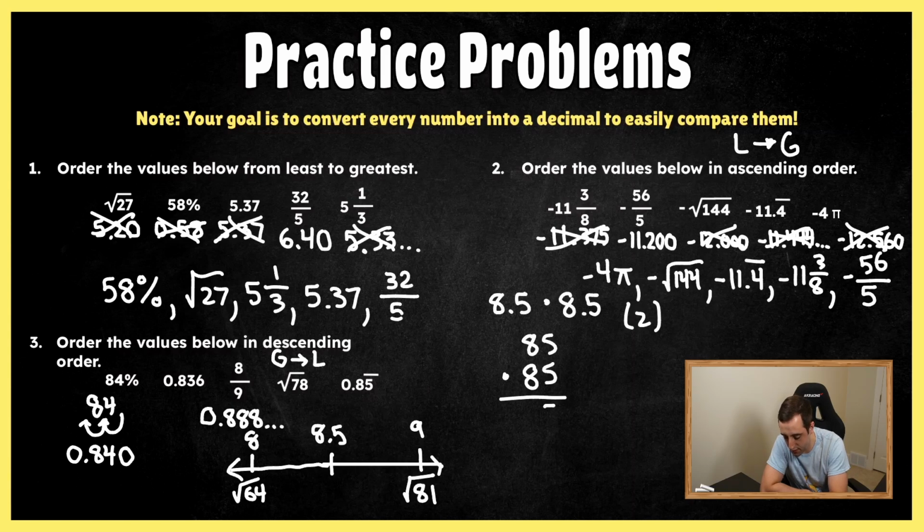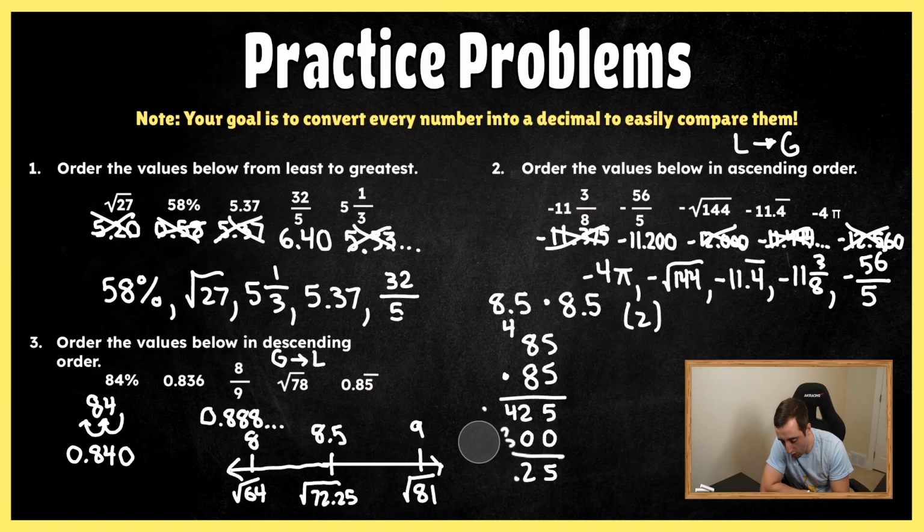5 times 5 is 25. We carry the 2. 5 times 8 is 40, plus 2 is 42. When we move down to the next line, we're going to add a 0. 8 times 5 is 40. We carry the 4. 8 times 8 is 64, plus 4 gives us 68. Now we can go ahead and add these. We get 5, 2, 12, carry the 1, and then we put our decimal point. So it's two numbers behind the decimal point, and we end up getting 72 and 25/100ths.